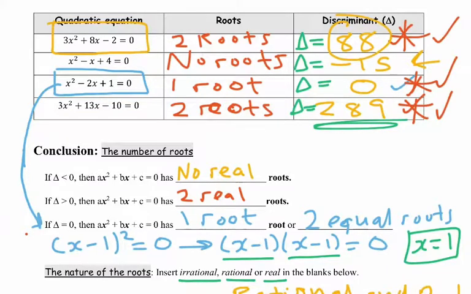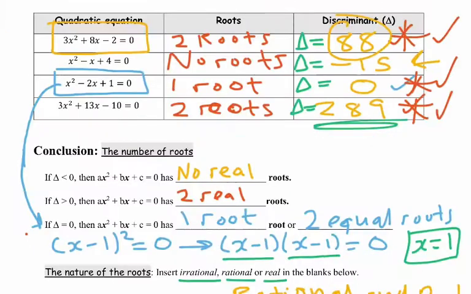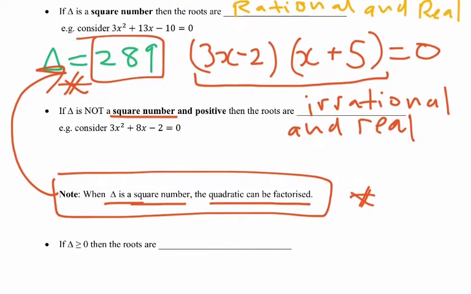Actually, if you go back to that one where it's 0, here we go. We will classify this as one real root, but we'd also call it a rational root because I can write 1 as a fraction. So coming back to here, if delta is greater than or equal to 0, then the roots are real and not necessarily rational. So I think it's just real roots then.